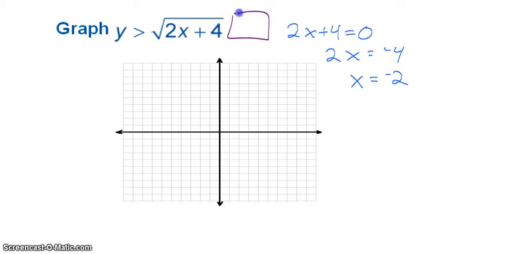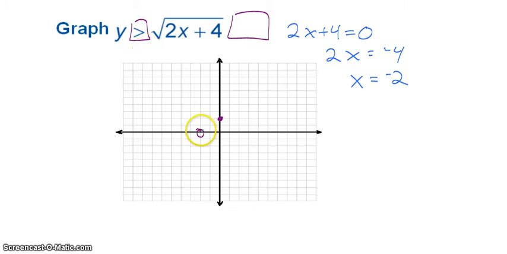I look for any sort of vertical shift. There is none. Since it is strictly greater than, it's going to be an open circle. If it was greater than or equal to, it would be a closed circle. But an open circle at negative 2. I've got to plug in a number that's going to make this fairly nice. If I plug in 0, 0 times 2 is 0, 0 plus 4 is 4. I can take the square root of 4. I've got a point there.